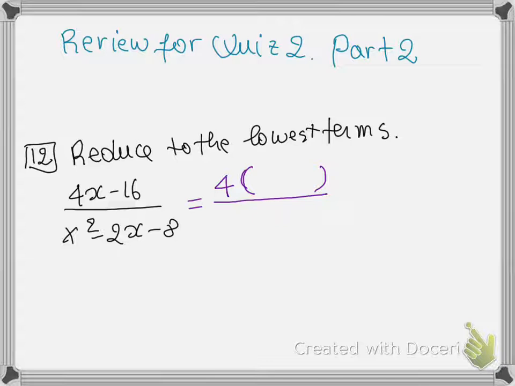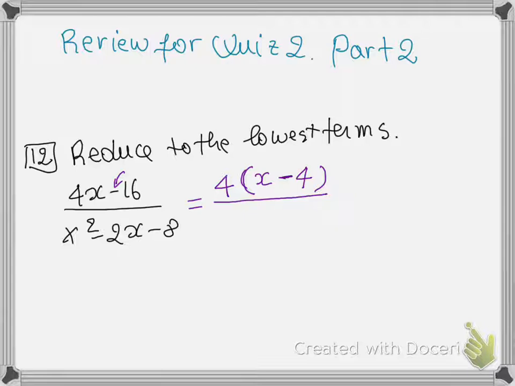So 4 is multiplied by x to get to 4x. So the first term in parentheses is x. Then here we have the minus that corresponds to the minus right here. And then pulling out 4 from 16, we're left with 4. So the numerator factored is 4 times the quantity of x minus 4.